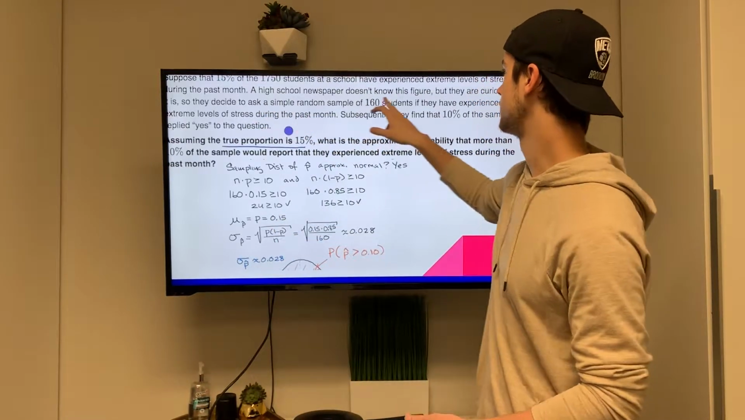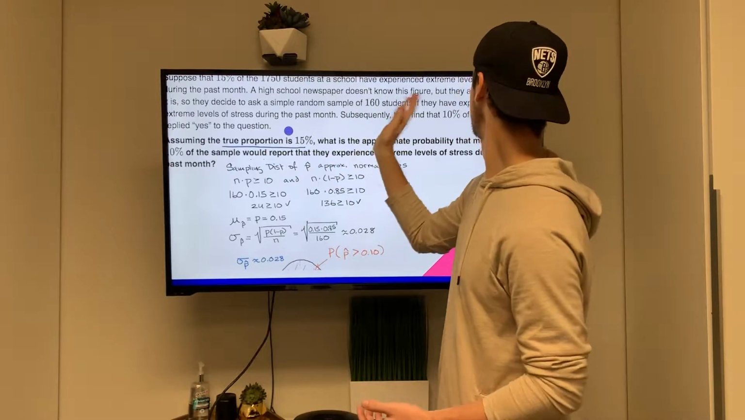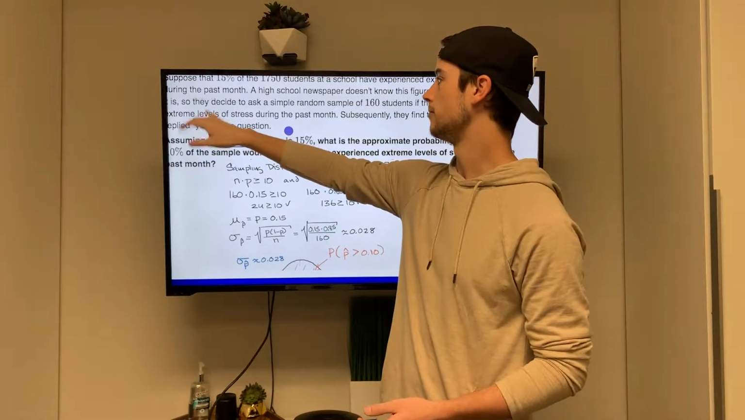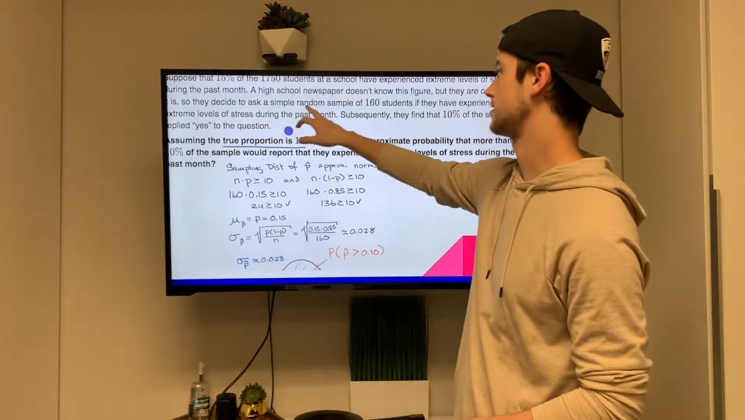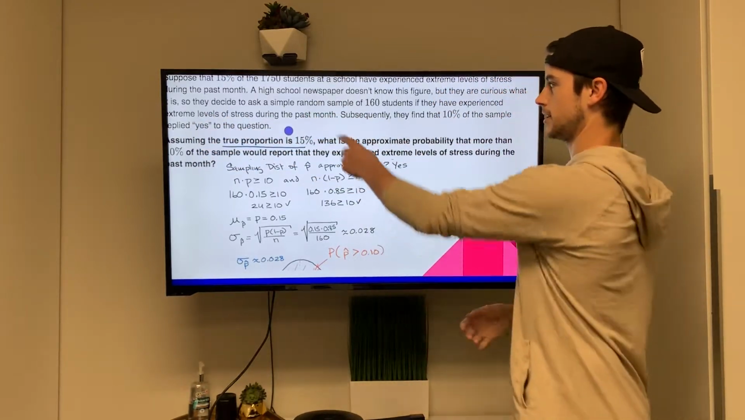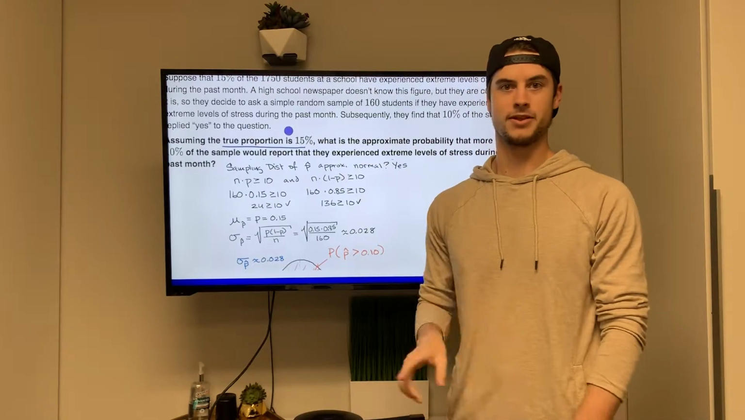A high school newspaper doesn't know this figure, but they are curious, this is all cut off, but what the proportion is, I guess. So they decided to ask a simple random sample of 160 students. Again, what I would do when reading this problem is I would label everything as I read it, right?